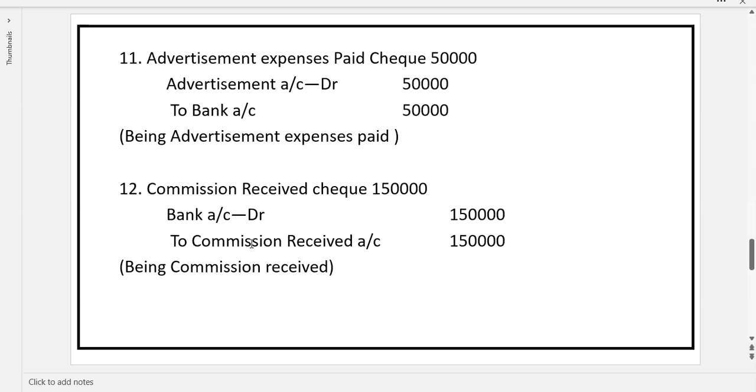Coming to the next. Advertisement expenses paid by check. The advertisement expense, by name itself, is considered an expense. So advertisement expense account debit to bank account. So these are the expenses. Now coming to the next.